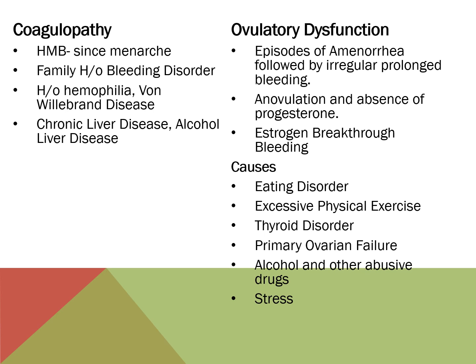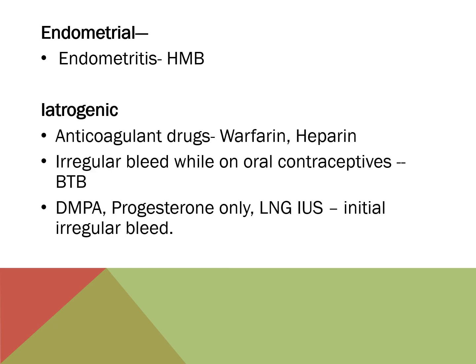The next up are endometrial causes. The endometrial here means, see, we already considered endometrial polyp, and endometrial hyperplasia is also a pre-malignant lesion. Here we are talking about endometritis, and that will cause heavy menstrual bleed.